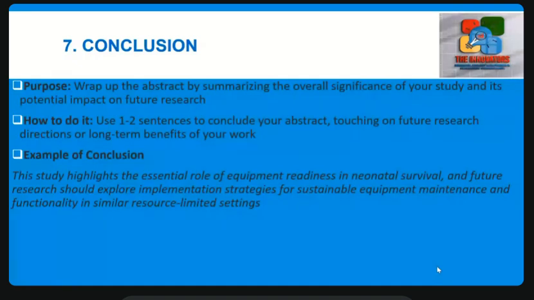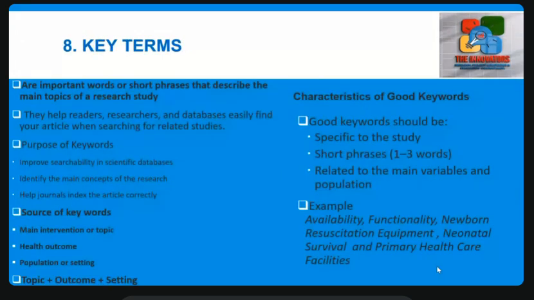A good example is here. This study highlighted the essential role of equipment readiness in neonatal survival, and future research should be done to explore the implementation of strategies for sustainable equipment maintenance and functionality in similar resource-limited settings. So this example summarizes a good conclusion when writing an abstract for a manuscript needed for submission to different journals for scientific publication.